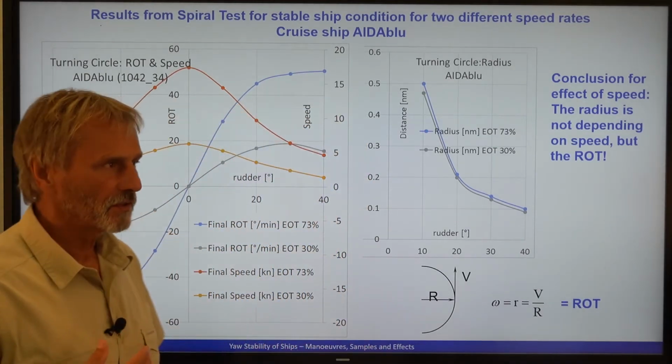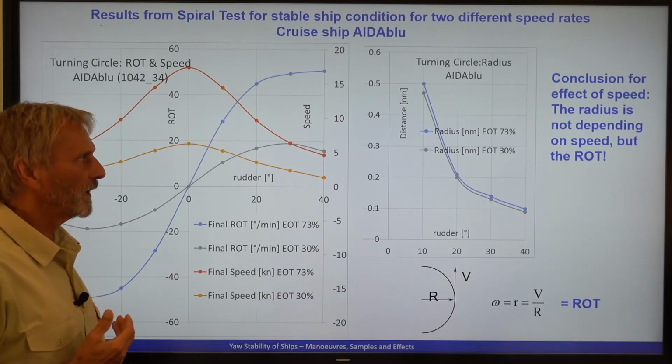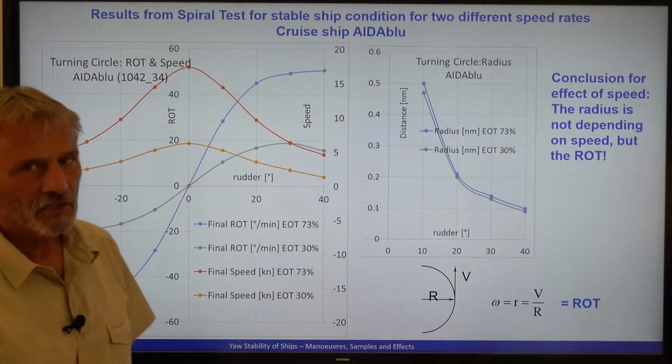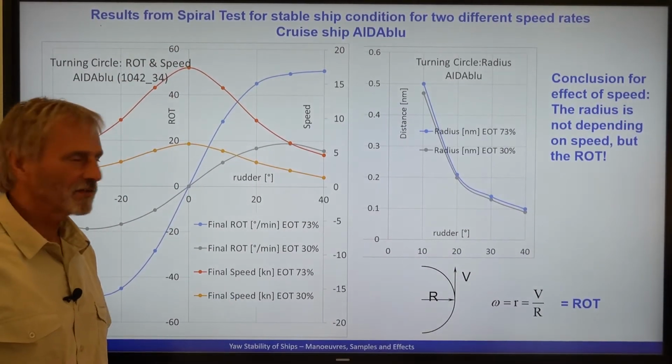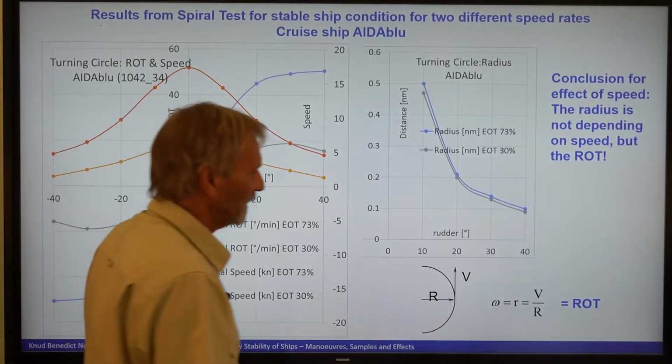Therefore, sometimes in ship design or ship theory, you better use on this axis the radius, maybe also non-dimensional, for the spiral test. But for ship operators, it's better to use the rate of turn because you can read it immediately.